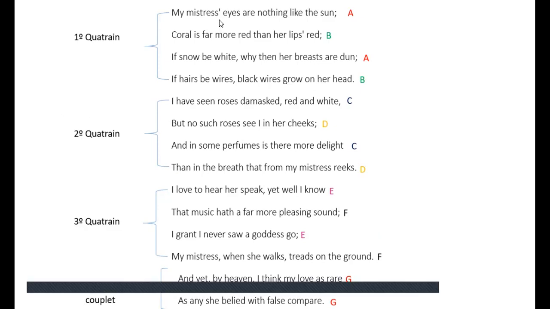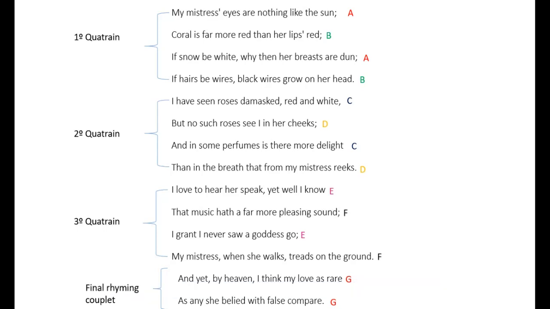First quatrain. My mistress' eyes are nothing like the sun. In this case, we have a simile because we have "like." Whenever this is an explicit comparison, explicit comparisons are called similes. My mistress' eyes, the eyes of the person I'm describing, are nothing like the sun. So this is quite an opening for Elizabethan times, because he's saying, look, I'm not going to compare my mistress to the sun, because her eyes are nothing like the sun. So they are not captivating like the sun, which may be rather real, because whose eyes are like the sun? If we have to be real about it.